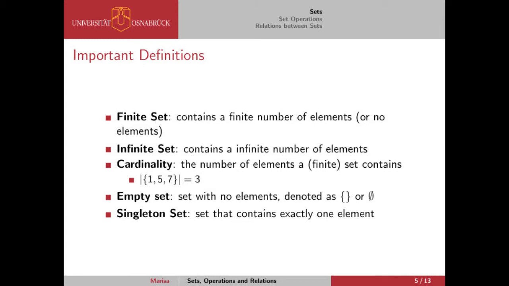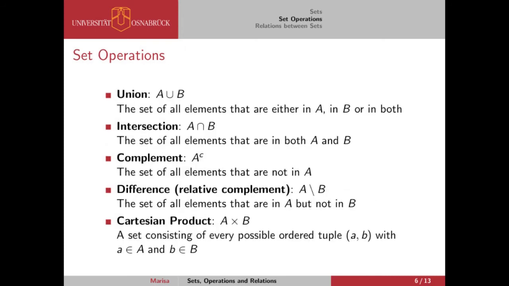Now let's move on to set operations. As sets are mathematical objects, we somehow want to operate with them. Possible set operations are uniting two sets, intersecting them, taking the difference, and calculating the Cartesian product. The four operations I just named are all between two sets and will always result in a set.